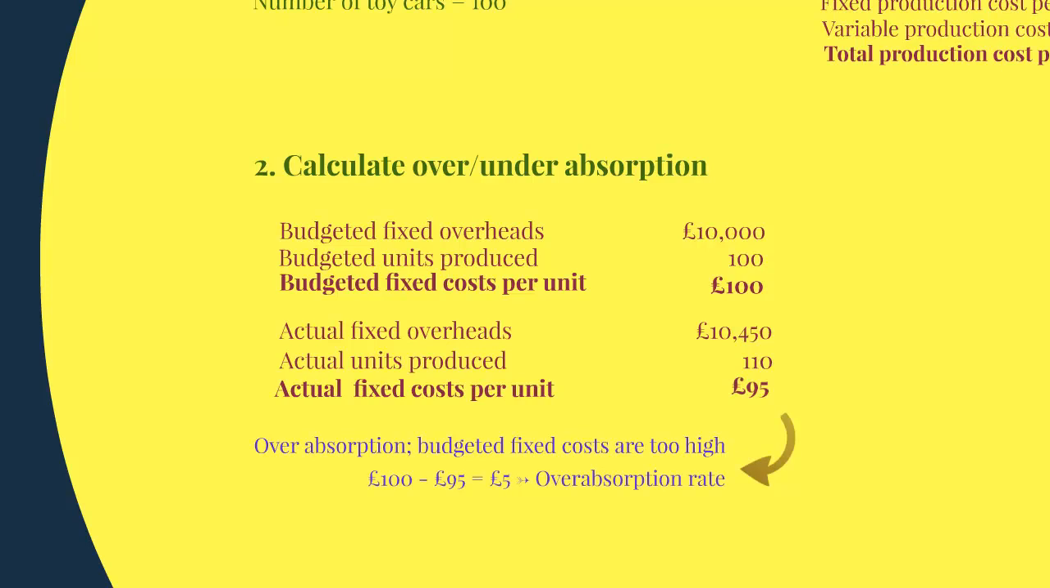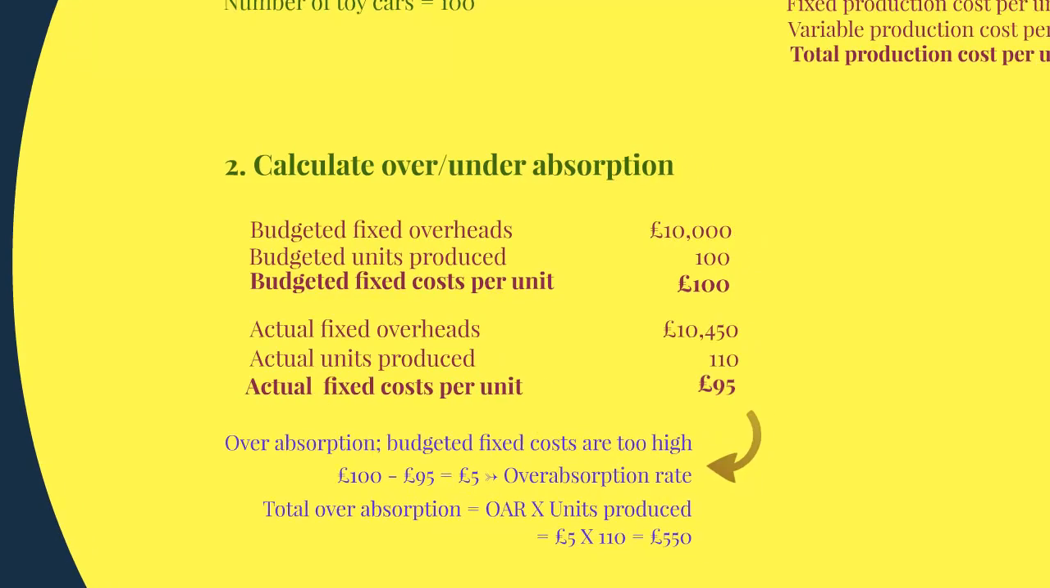In fact, they were overabsorbed at a rate of £5 per unit, which of course we calculate by deducting that actual fixed cost per unit of £95 from our budgeted fixed cost per unit of £100. So the total overabsorption by the time we have included these 110 units is £550. So we absorbed £550 into our production costs that we shouldn't have.